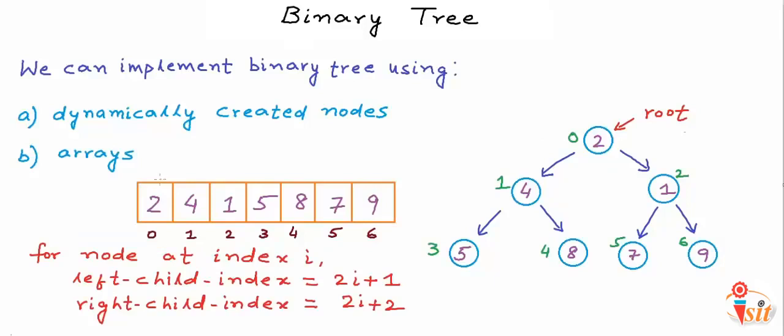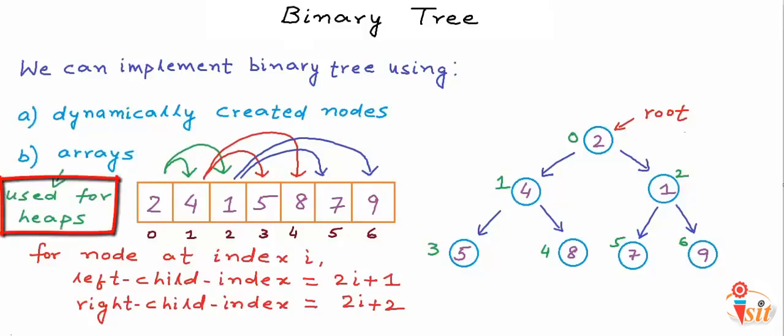For 0, the left child is 2i plus 1, for i equals 0, will be 1 and 2i plus 2 will be 2. Now for 1, the left child is at index 3, the right child is at index 4. For i equal 2, 2i plus 1 will be 5 and 2i plus 2 will be 6. We will discuss array implementation in detail when we talk about a special kind of binary tree called heap. Arrays are used to implement heaps.